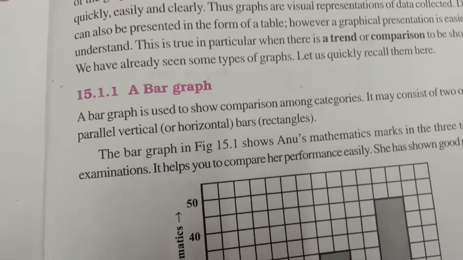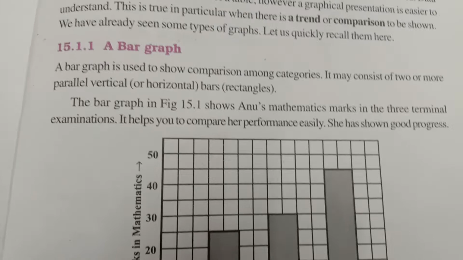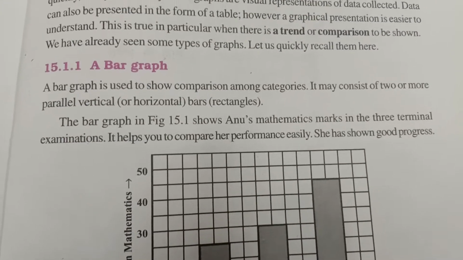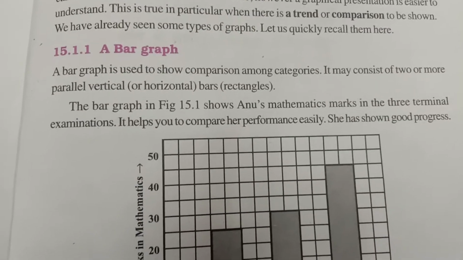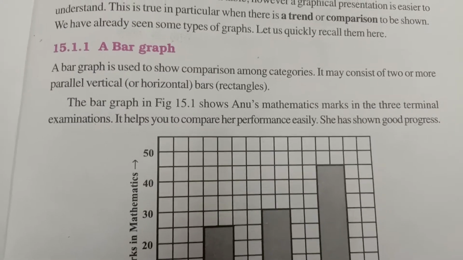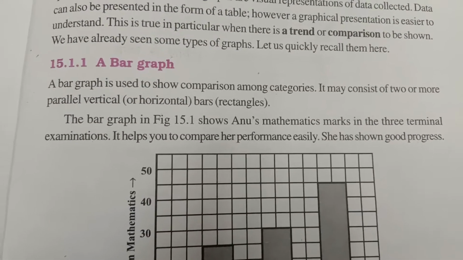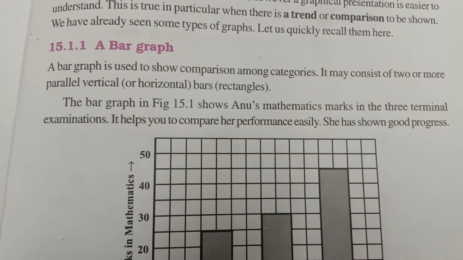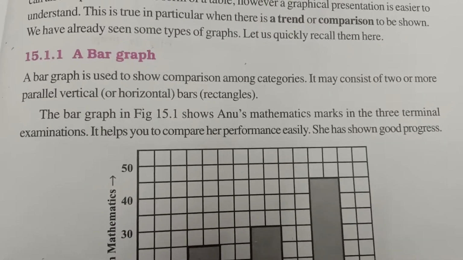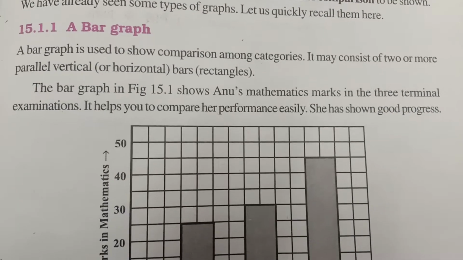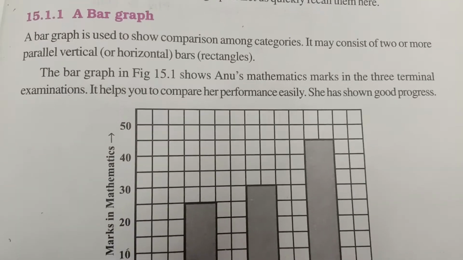In the previous class, that is chapter 5, we had data handling. In that we studied some graphs like the bar graph, histogram and pie chart or pie graph. A bar graph is used to show comparison among categories. It may consist of two or more parallel vertical or horizontal bars, rectangles. So what is a bar graph? Representation of data in the form of rectangles or bars. It may be in the horizontal form or it may be in the vertical form also.